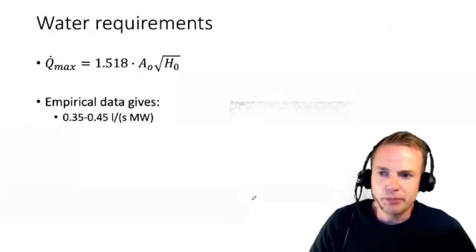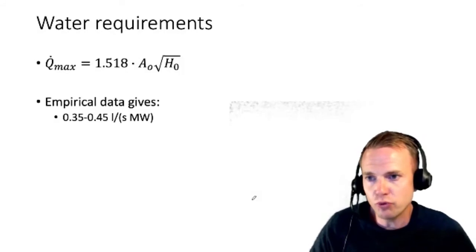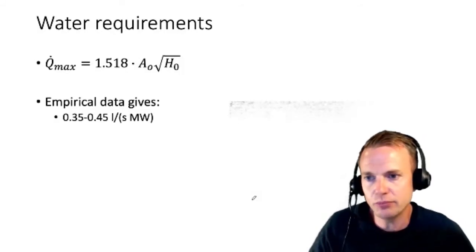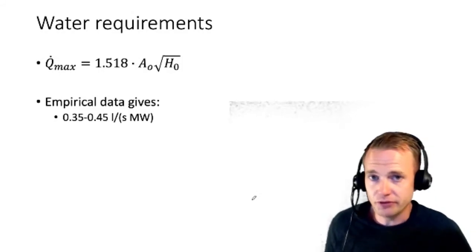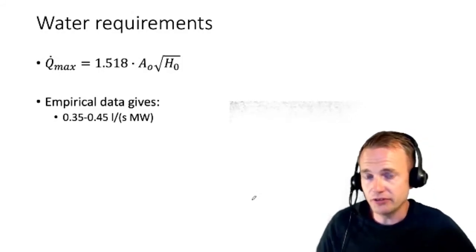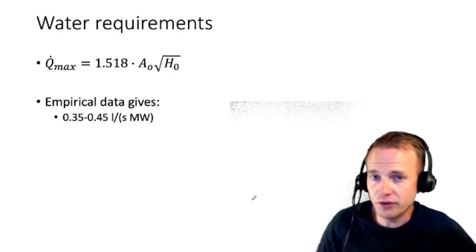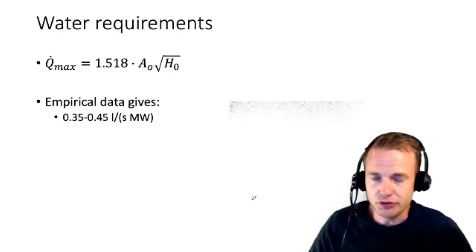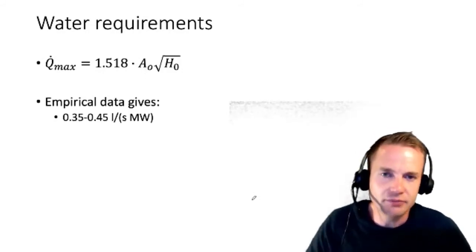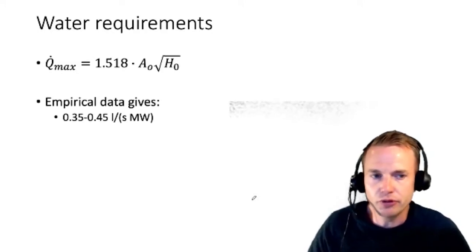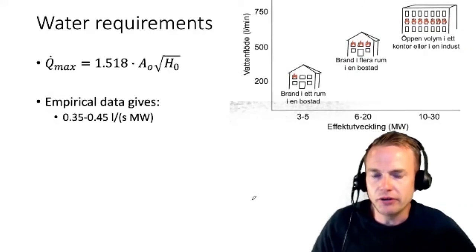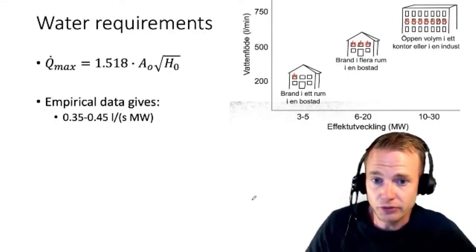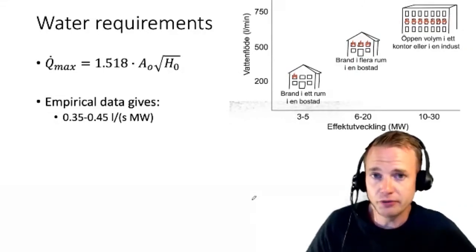There's also empirical data of how much water is needed in order to put out the fire. This is, of course, rough numbers, because it depends a bit on how this water is added onto the fire, the droplet distribution, and so on. But still, it gives us some ballpark numbers, a rule of thumb, of how much water we need in order to put out a certain type of fire.